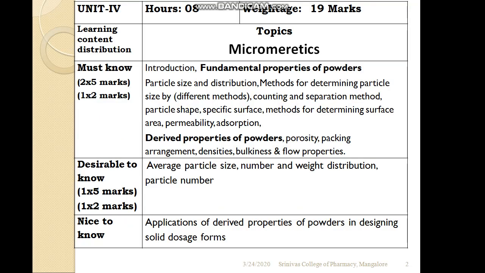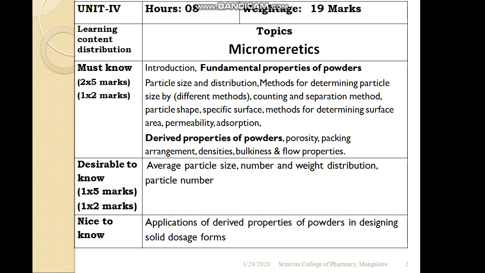So this is a very important chapter in terms of university exams. That is, a total of 19 marks will be asked, and it is also important in terms of future perspectives, because this chapter involves how we can characterize small size particles.